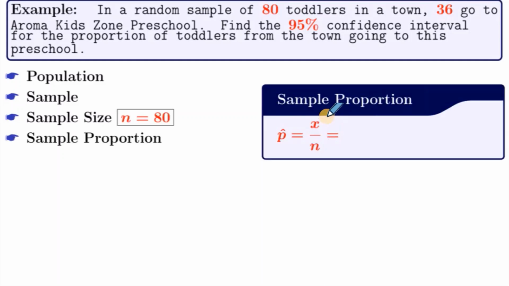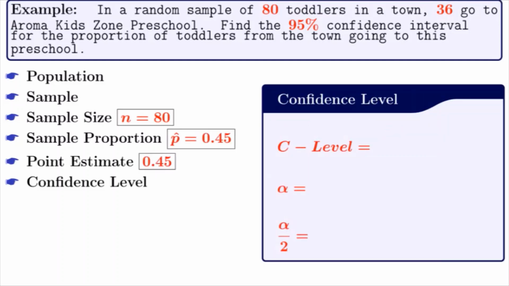Next, we have sample proportion. It is basically the proportion of successes in the sample. In this case, 36 out of 80 go to this particular preschool. So here, x is 36 and n is 80. Then the sample proportion, p hat, equals x over n. Our x is 36 and our n is 80. So when we divide 36 by 80, we get 0.45.